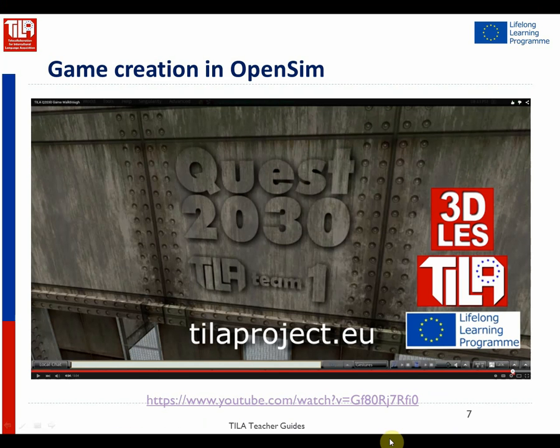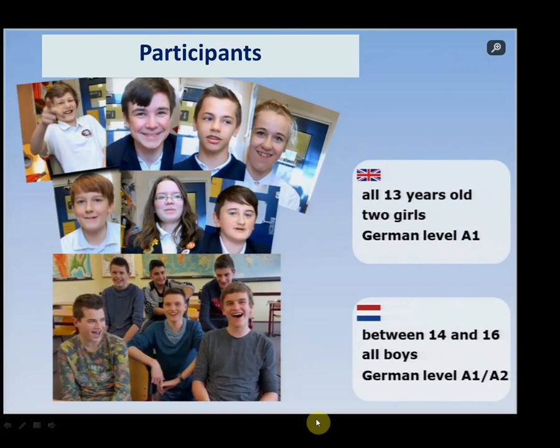So we will now continue with the presentation, because this task was played by pupils at 2 different schools. A Dutch school and an English school. The pupils from the English school were all 13 years old. We had 4 boys and 2 girls. The German level was A1, and the Dutch school pupils were between 14 and 16 years of age. They were all boys, and their German level was A1, A2.